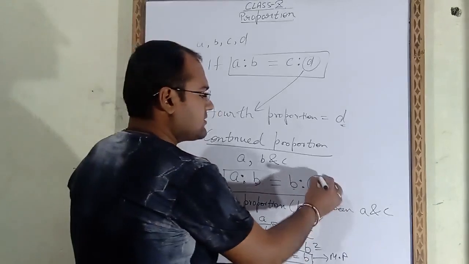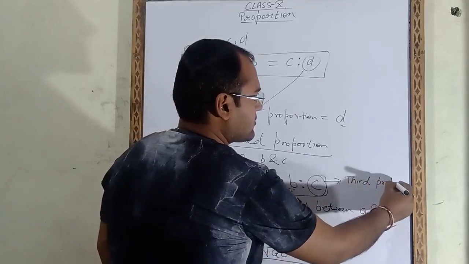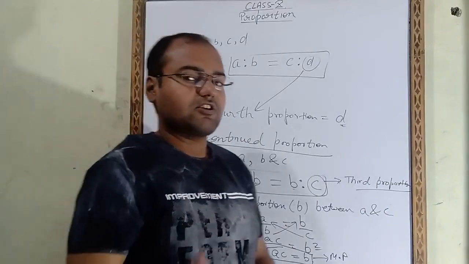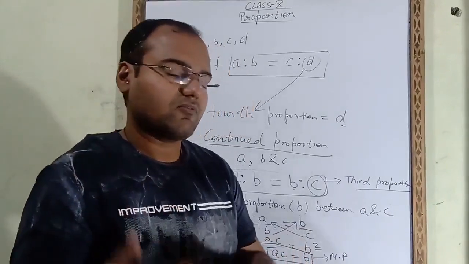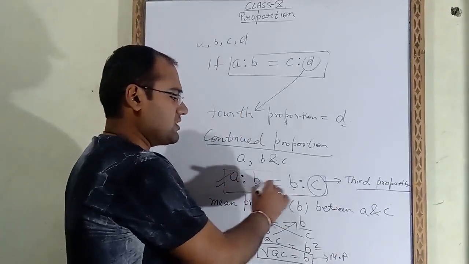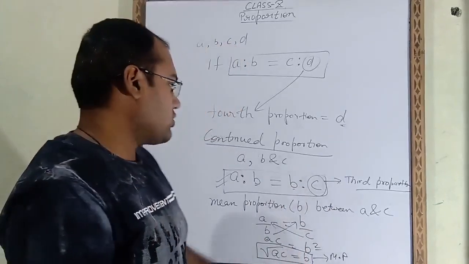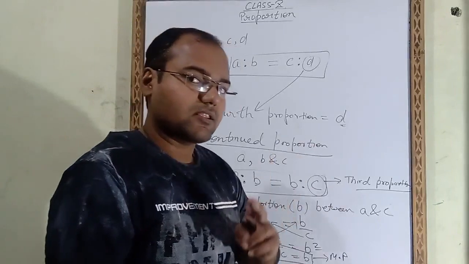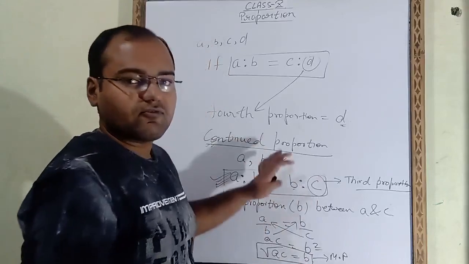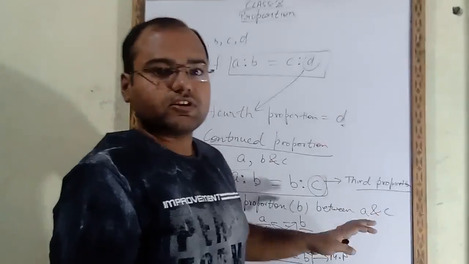Now this C is called the third proportion. So whenever you are asked to find the third proportion, you have to find the value of C. So we will take this statement, A is to B is equal to B is to C. With the help of this we will find the value of C. So whenever mean proportion and third proportion are asked, you have to use this statement for continued proportion. So these are the general terms that we will use in this exercise.